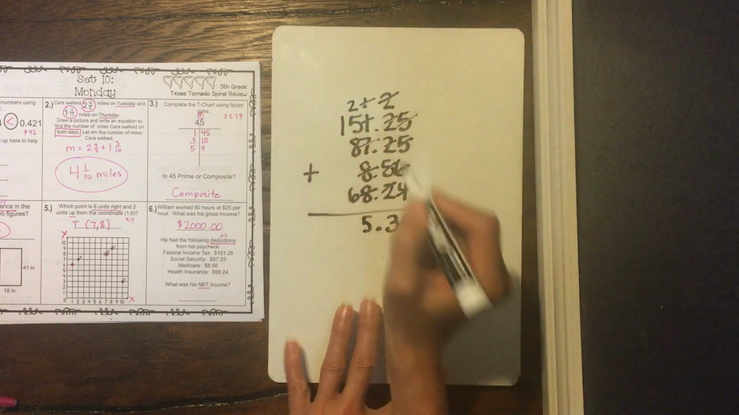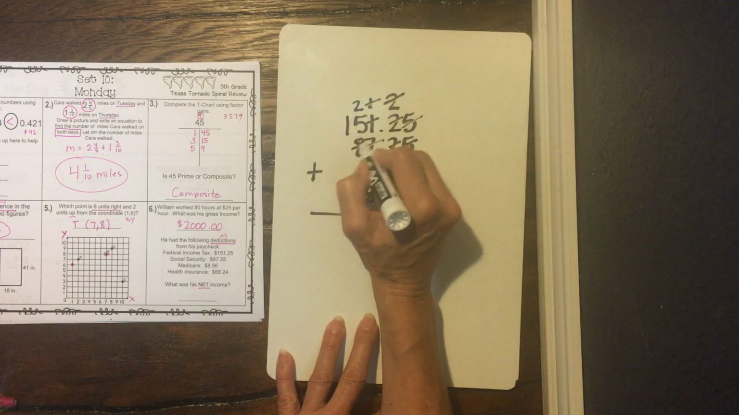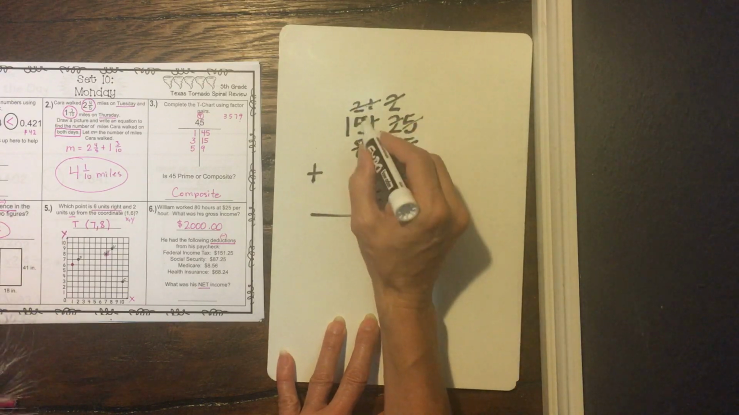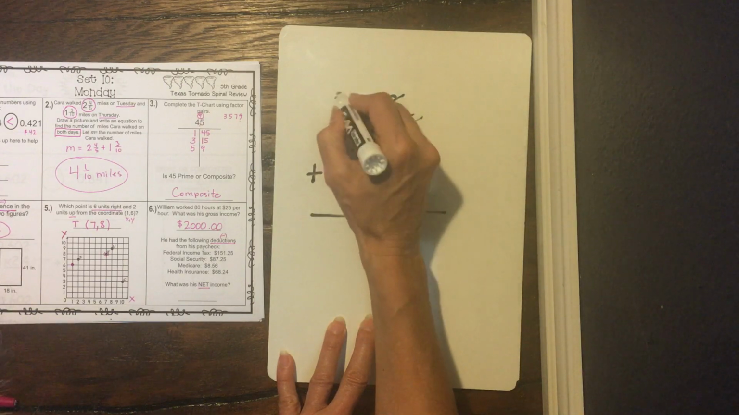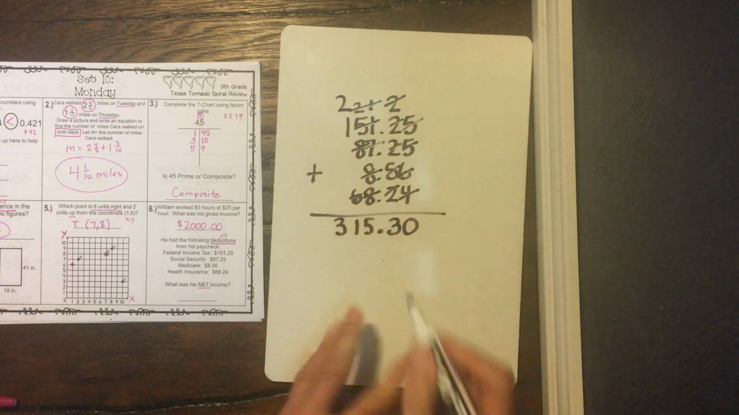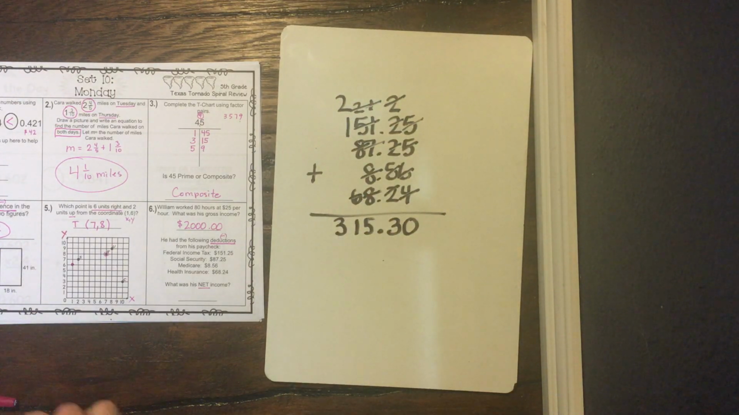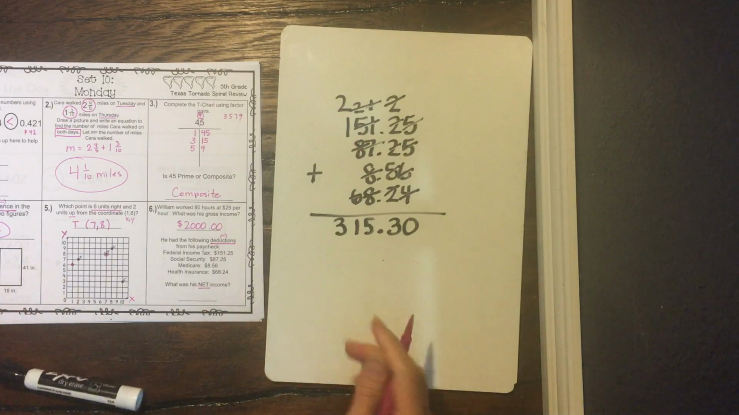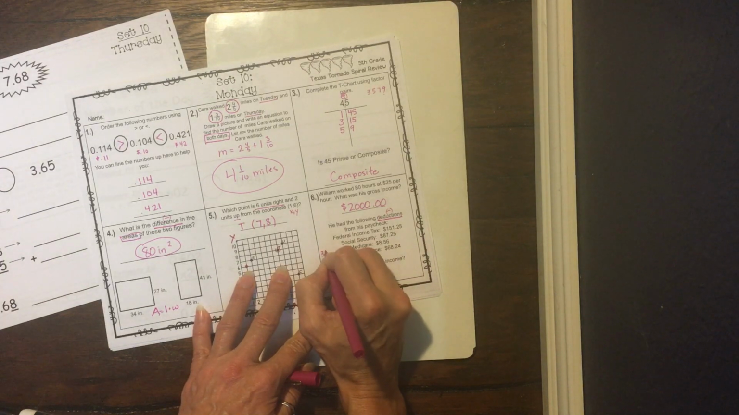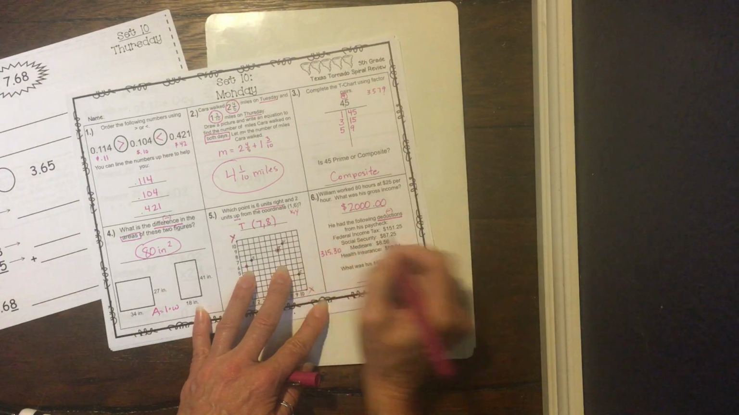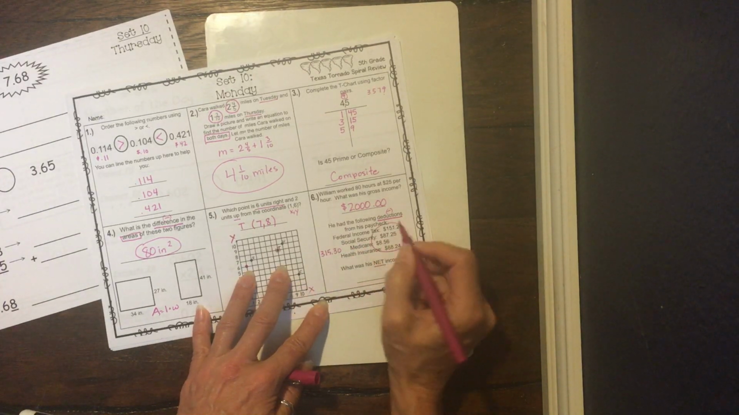So I'm going to carry my 2. I'm looking for tens again. I've got 10, and I've got another 11, so that's 21. Carry my 2. 2 plus 1 is 3. So when I do all my addition, I have $315.30. So $315.30 is what all of this added up to be.